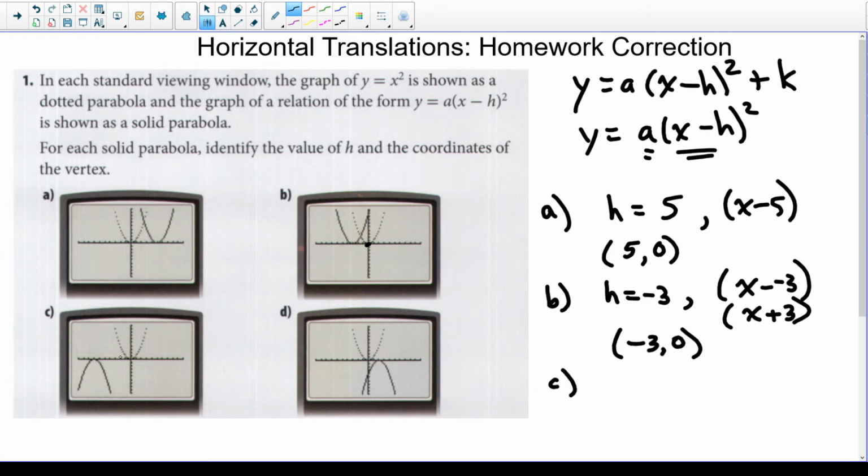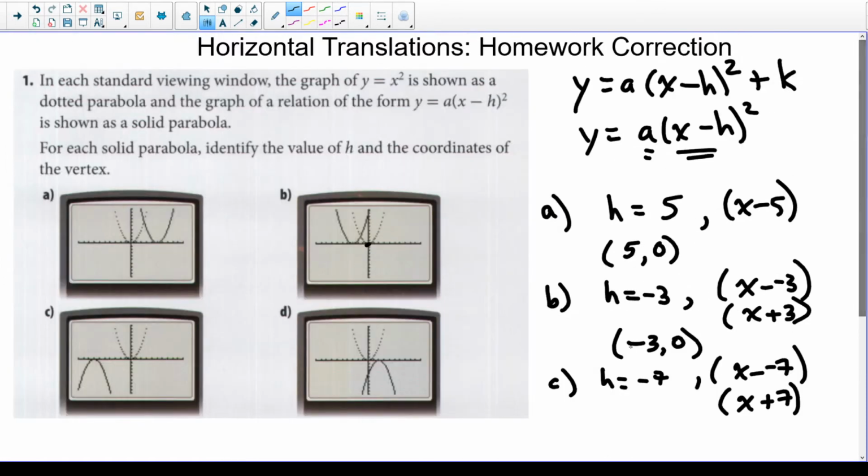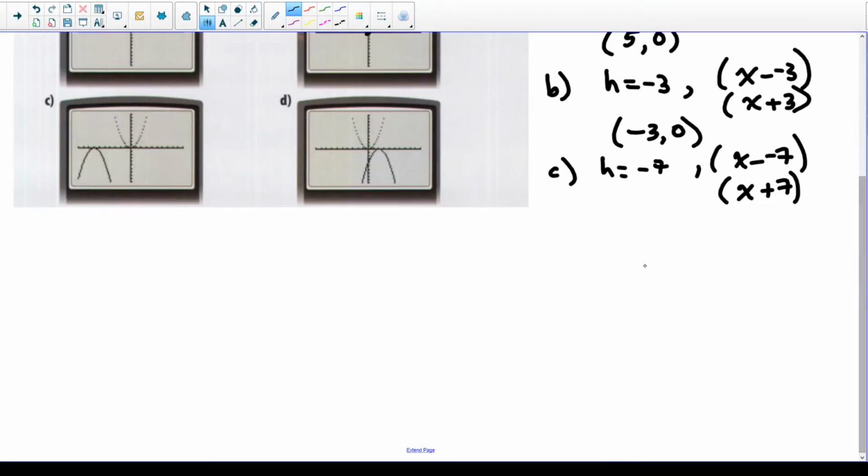For c, again, this parabola moved to the left. It looks like 1, 2, 3, 4, 5, 6, 7 to the left. So that means h would be negative 7, which would mean in our bracket we'd have x minus negative 7, which would be x plus 7. Coordinates of our vertex would be negative 7, 0.